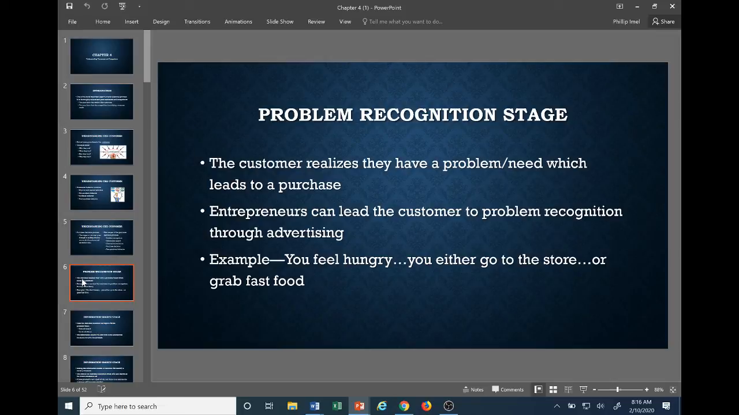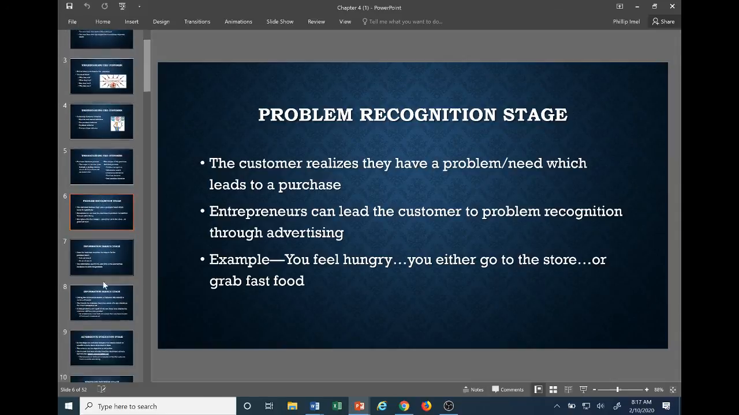Here it says an example: you feel hungry, you either go to the store or grab fast food. Obviously, if you're hungry, you have a problem. So how do you resolve that? You go feed yourself. But then you're deciding what source of food you're going to have. Fast food? Is it dine in? You're going to go home, grocery store, whatever it might be.